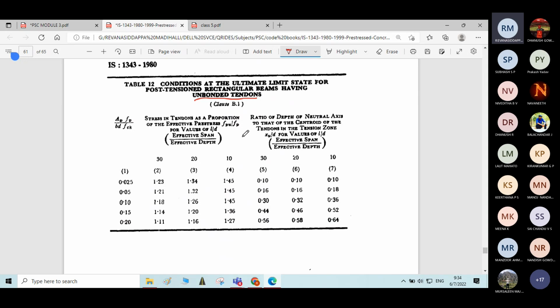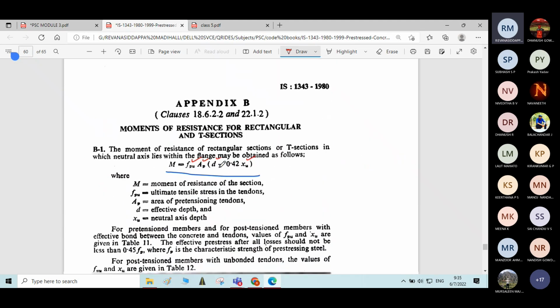Knowing this ratio, you have to find two things here: AP FP divided by BD FCK, and the L by D ratio, corresponding to this AP FP by BD FCK and L by D ratio. You will get the value of FPU by FP from this column. Similarly, knowing this ratio and corresponding to some L by D ratio, the L by D ratios are provided here. You can see here. Corresponding to the L by D ratio, you will get XU by D. By this, you will get XU. So knowing XU and FPU, if you substitute in this formula, you will get the moment of resistance.